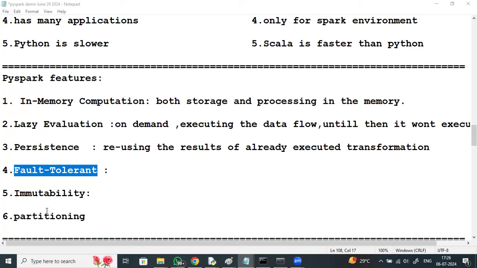That is immutable. Partitioning is also one of the important features of Spark. Because of this partitioning only, you are going to achieve parallel processing, right? Because of very high speed, the partitions are distributed across multiple systems, processed in parallel, getting the results, right?